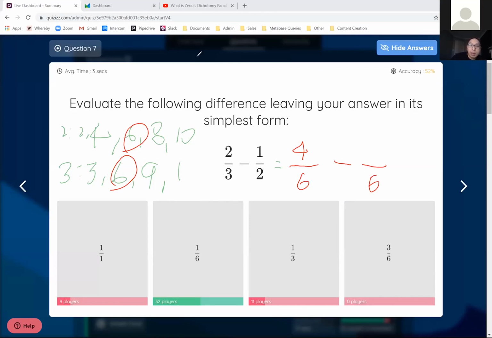There we go. I want to go from a half to a 6. What do I have to multiply 2 by to get to 6? Well, I have to multiply by 3. So I'm going to do the same to the top, right? I want to multiply that by 3.